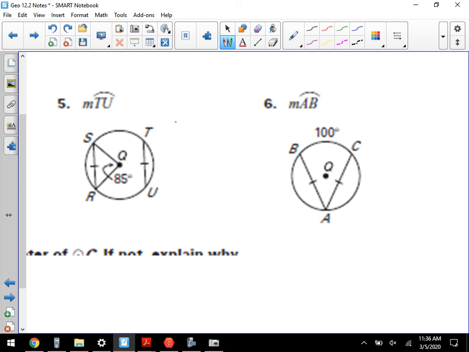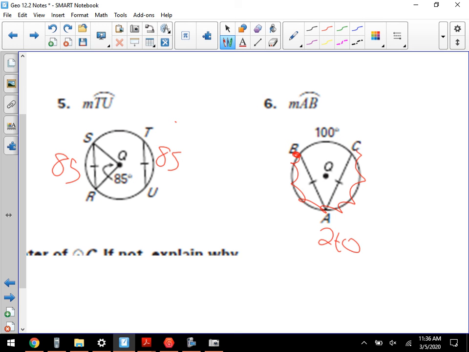So that means that the arc here at SR is 85, which means the arc here at TU is... Okay. How many degrees are in a circle? 360. And number 6, they gave you one section of it. They told you it's 100 degrees. So that means arc BAC has to equal 260.